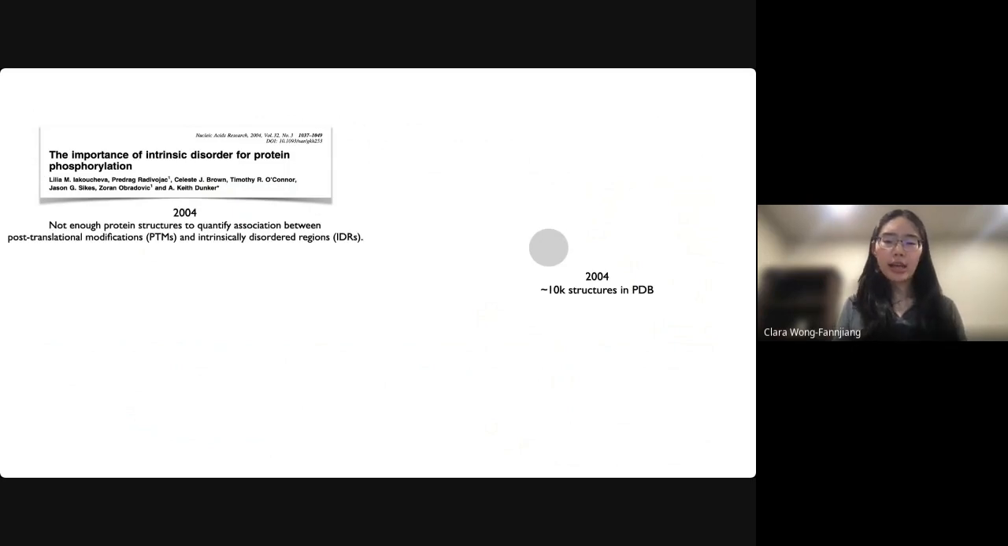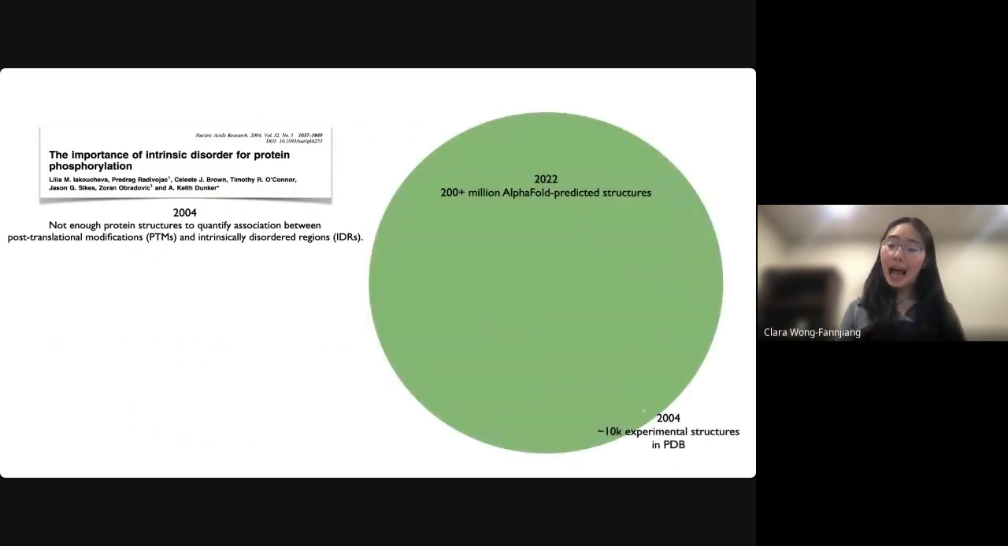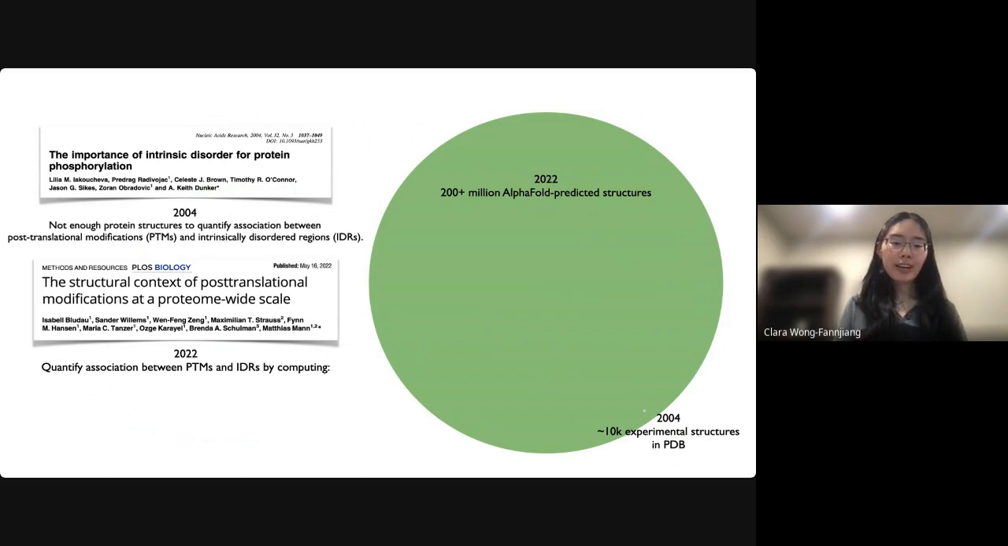But back in 2004, it turns out they couldn't actually quantify or estimate the association between disorder and PTMs. And the reason is because there simply weren't enough high-quality experimental protein structures. Now, fast forward almost 20 years, and we have AlphaFold for predicted structures for hundreds of millions of natural protein sequences. And last year, a very exciting study came out that used these abundant predictions to finally quantify this association that had been hinted at in 2004.